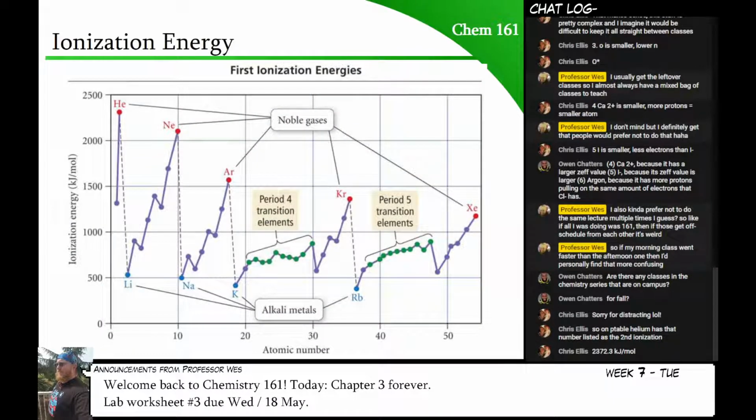All right. Here's a chart with ionization energies on it, and our job is to explain the chart. Now, what are the things that we're going to use? We're going to use n and Z effective.